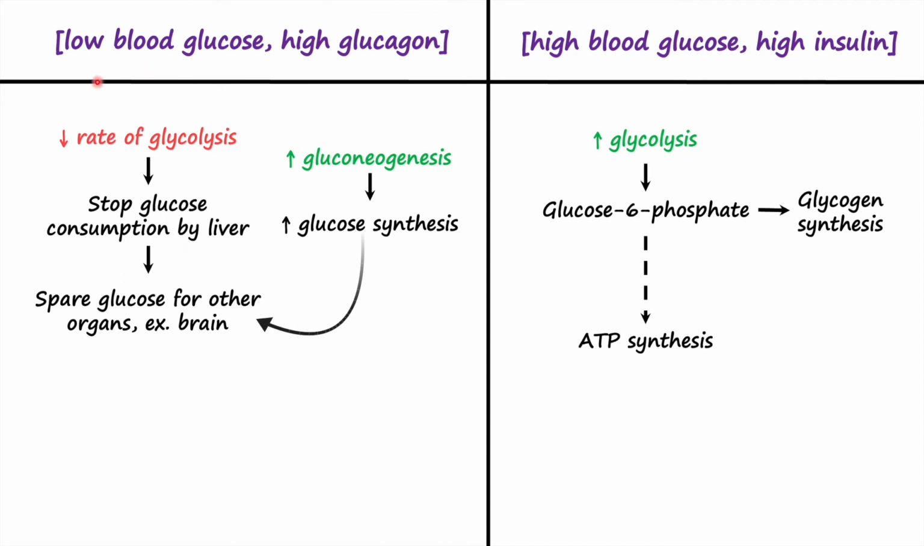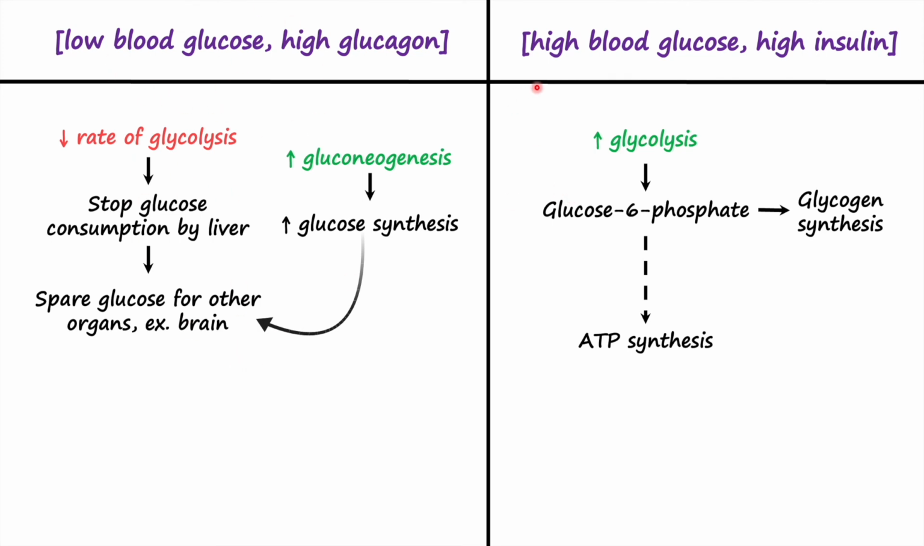So this is what you need to remember: low blood glucose, high glucagon level. If the glucagon level is high, it reduces the rate of glycolysis. And the main purpose of reducing the glycolysis rate is to stop glucose consumption by the liver and spare that glucose to be used for other organs, most importantly the brain, because the brain relies solely on glucose to synthesize ATP. Simultaneously, the liver can also stimulate the gluconeogenesis pathway to synthesize more glucose, and that glucose again can be used by other organs which only rely on glucose at the time when there is low blood glucose in the body.